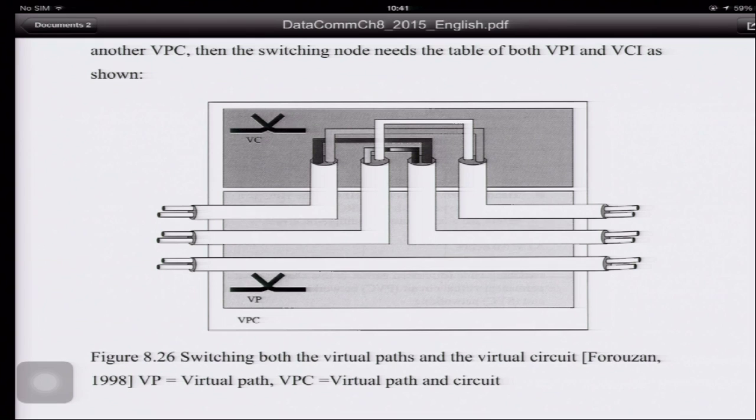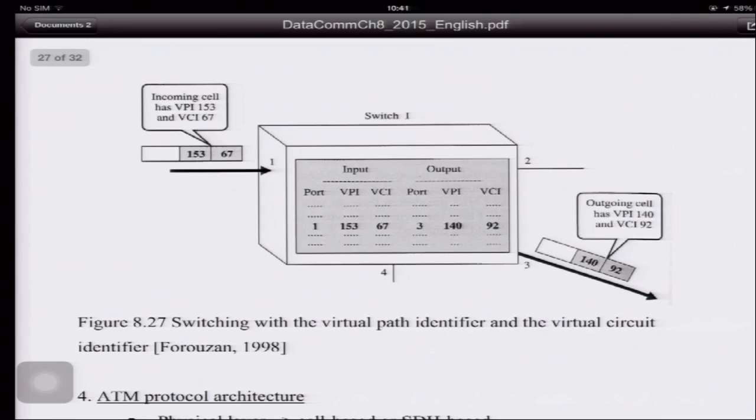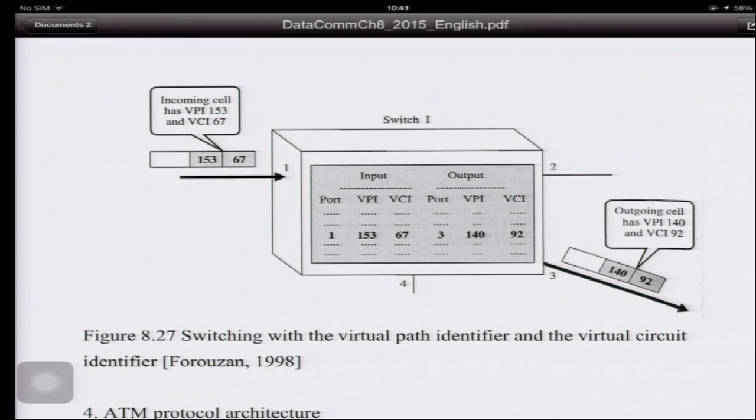So the pipeline, the group there, is kind of like the bus, and when you change the bus, you also have to connect at the level of the virtual circuit connection, which has the virtual circuit identifier. So let's look at this example. This is a switch. You have the input coming from port number 1, which has a VPI, virtual path identifier, of 153, and virtual channel identifier of 67. Then the output port is port number 3, with the VPI of 140 and VCI of 92.